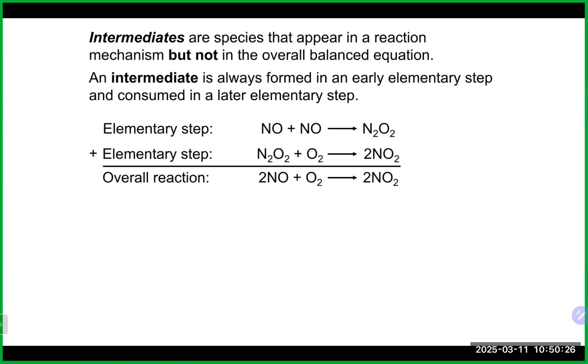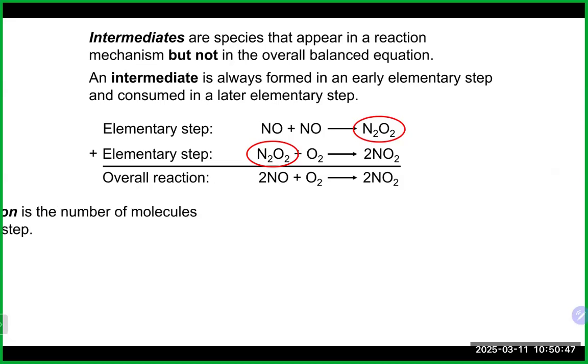Now, an intermediate, as I just mentioned, which the N2O2 would be in this case, is a species that's actually made early on in a mechanism and then used up completely by the time it's over. Again, it should not appear in the actual overall reaction.